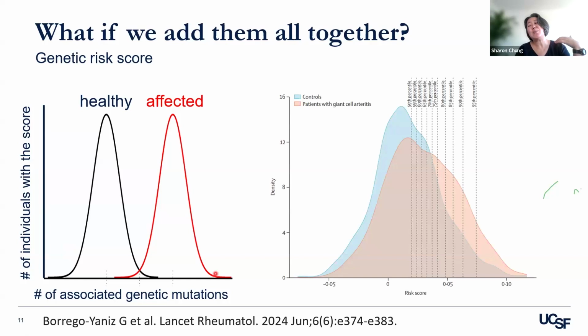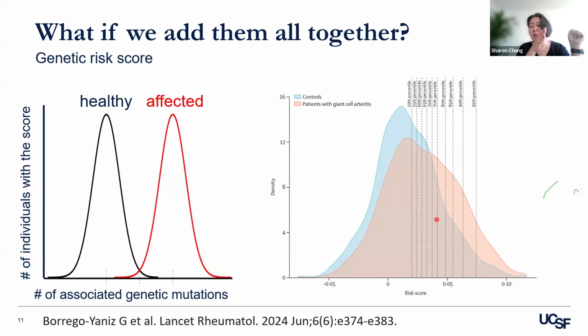What we actually see is what's on the right, where the histogram, the plot of genetic risk scores for people who don't have giant cell arteritis is in blue, and the plot of the risk score for patients with giant cell arteritis is in orange. And what we can see is that the scores for patients with giant cell arteritis are shifted over to the right a little bit, but they're not so clearly separated such that, if you have a score that is this or below, you're unlikely to have giant cell arteritis.